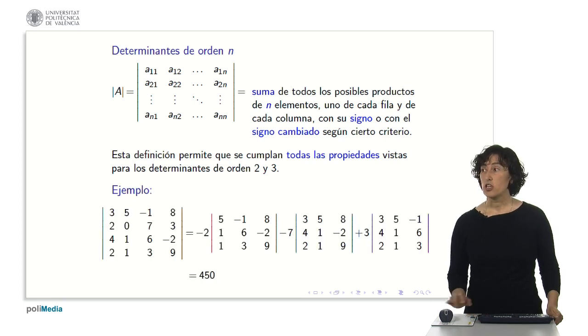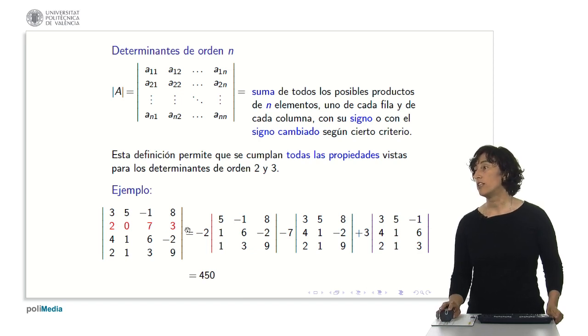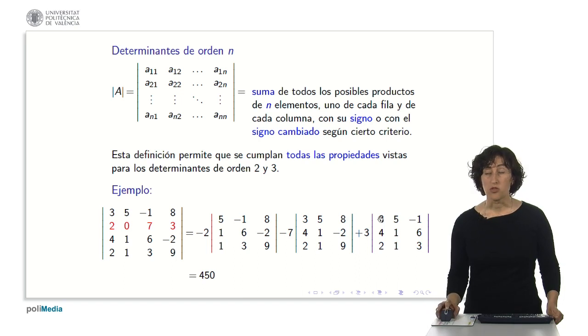In fact, if I want to calculate this determinant 4 times 4, then I choose a row, for example 2, 0, 7, 3, because it has a 0, and thus I save a determinant and I develop by adjoints. 2 times its adjoint, 0 times its adjoint, which I do not put because 0 times something is 0, 7 times its adjoint and 3 times its adjoint. Notice that the sign depends on the position that the element occupies, because this here is the adjoint. Thus, I have reduced the determinant 4 times 4 to 3 determinants 3 times 3, which with the rule of Sarrus we know how to calculate, and the determinant value is 450.